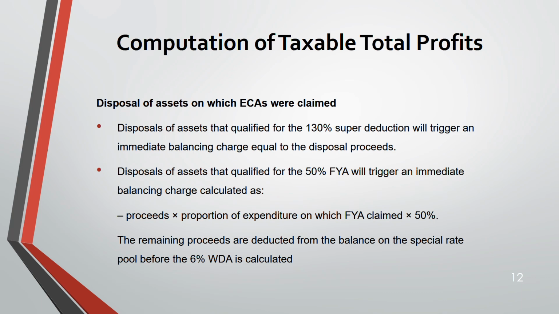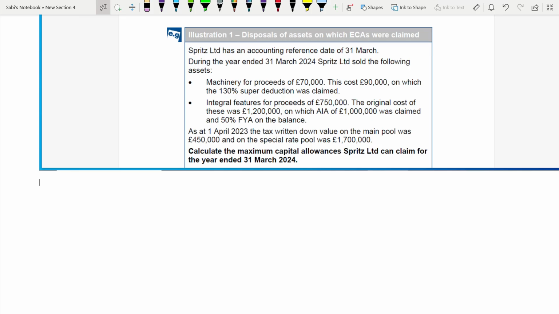Now let us do a question. Illustration 1. Here, disposal of assets on which ECAs were claimed. Calculate the maximum capital allowances they can claim for the year ended 31st March 2024. So here, the accounting date is 31st March. During the year, they sold the following. Machinery for proceeds of 70,000, the cost is 90,000, and the 130% super deduction was claimed. Integral feature for proceeds of 750,000, original cost is 1.2 million, AIA of 1 million and 50% FYA on the balance. As at 1st April 2023, the tax written down value on the main pool was 450,000 and the special rate pool was 1.7 million. So now what we have to do? The capital allowances column. Let us quickly do that.